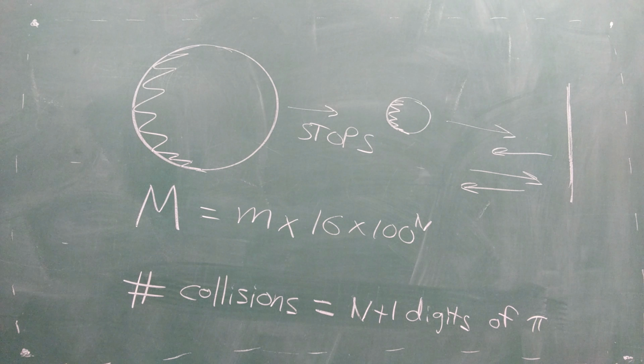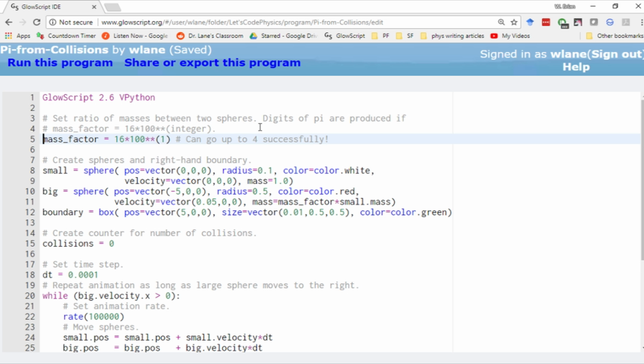The math for this claim is complicated, so I've made a computer code to simulate the process and show that it works. The first thing we have to do is set up this very special mass factor. In order for this to work, the ratio of the two masses has to be 16 times 100 raised to an integer power. So we're going to start with an integer power of 1. So the mass ratio will be 16 times 100, or 1,600. And this is supposed to give us the first two digits of pi. So we should be looking to get out 31 collisions at the end here.